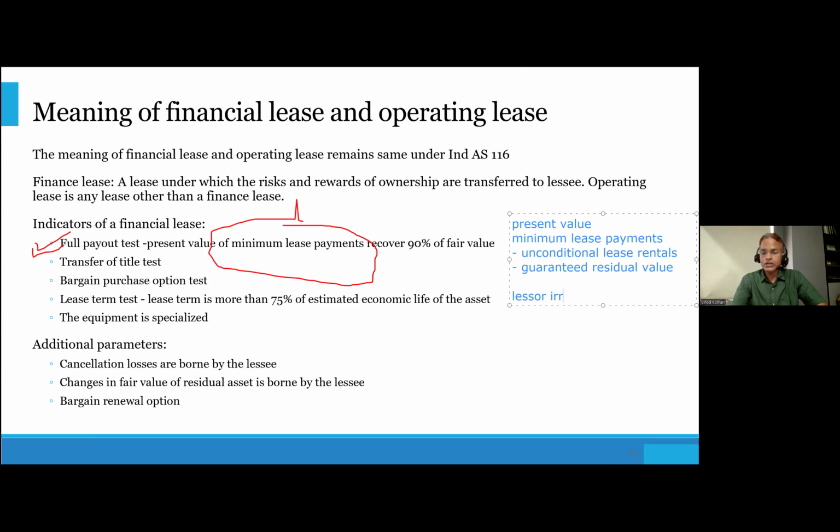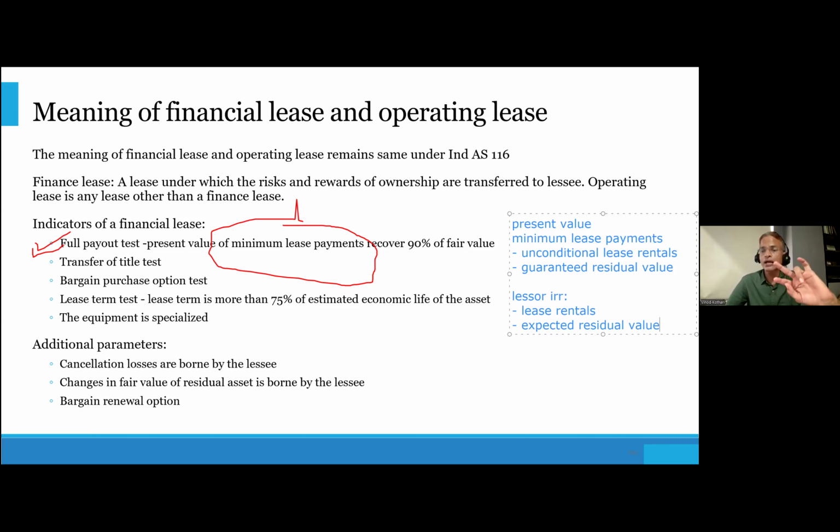The lessor's IRR depends on, number one, lease rentals, number two, expected residual value. I've not used the word guaranteed residual value. I've said expected RV. That would mean if the RV is guaranteed, I'll still take the expected RV, meaning I'm hoping to get more than the guaranteed RV. For example, guaranteed RV is 10%, expected RV is 25%. I would take 25% RV. There's no guaranteed RV, but I expect an RV of 20%. In that case, I'll take 20% RV. So I'll take expected RV for the purpose of computing IRR.